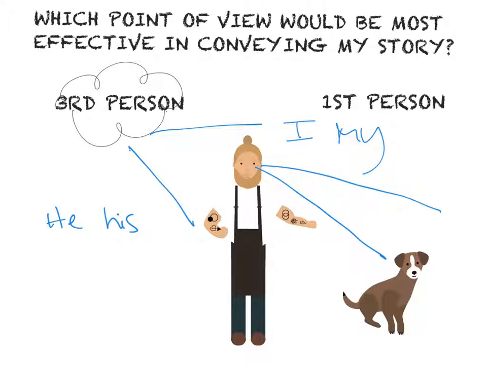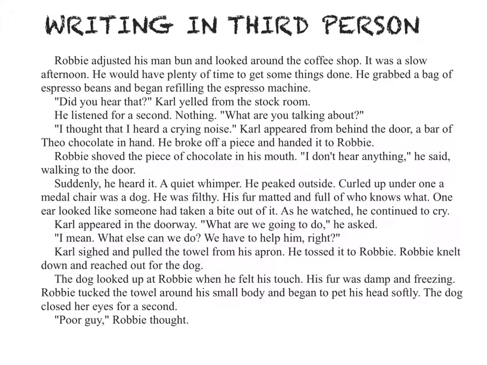So let's see, I'm going to choose third person because I want my reader to see it from an outside perspective. I want them to see his reaction. So I choose third person because I want to see what he's like as he's reacting to the character. And so let's read my third person omniscient story.